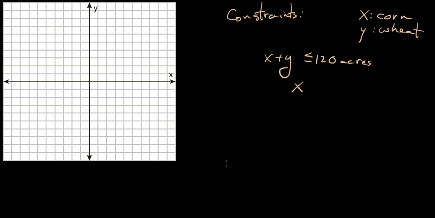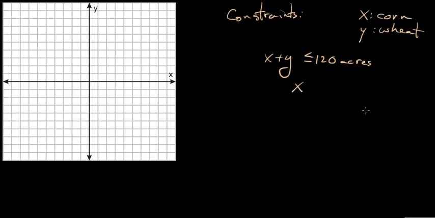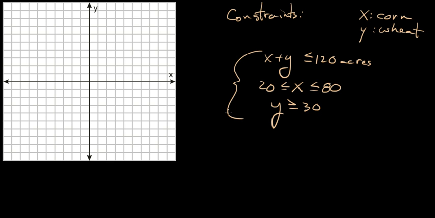And then we have the corn, which is x. Once again I go back and take a look at this. We want the corn to be at least 20 and no more than 80 acres. By the way, acre is just a term for a certain amount of land. So x is between 20 and 80 acres. And then wheat, which is y, wants to be at least 30 acres of wheat. So now we have, of course, a system of inequalities, and we can graph these.